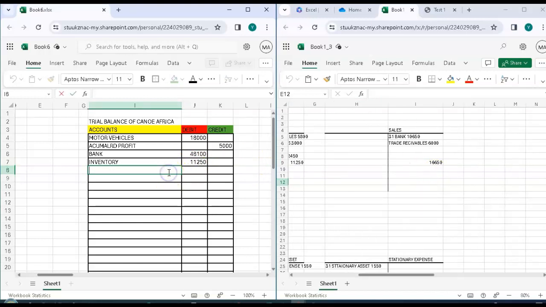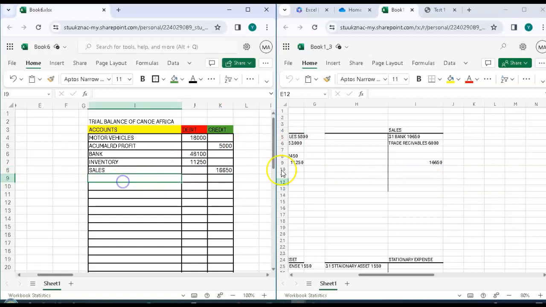Next, we got sales. Now sales is an income, so it increases on the credit side. Now we never say balance carried down and brought down because at the end of the day there is no accounts over here. So we can just bring down the total and bring down the balance. So this is the balance brought down, 16,650.